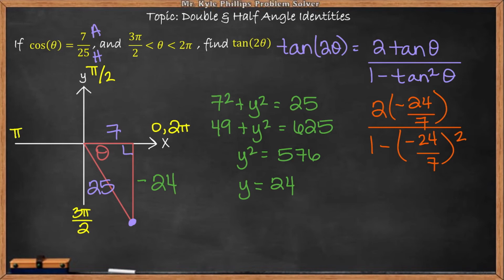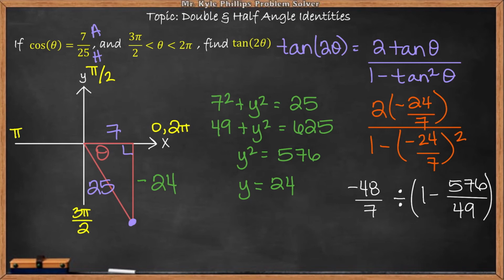So we have 2 times negative 24. That's going to give us negative 48. This is still over 7. This will be divided by, here, 1 minus negative 24 over 7 squared. Now, you got to remember your order of operations. You must square before you do anything else. 1 minus 576 all over 7 squared, which is 49. So anytime you square something that's negative, it becomes positive. So now this negative goes away. So I have 1 minus this value squared.